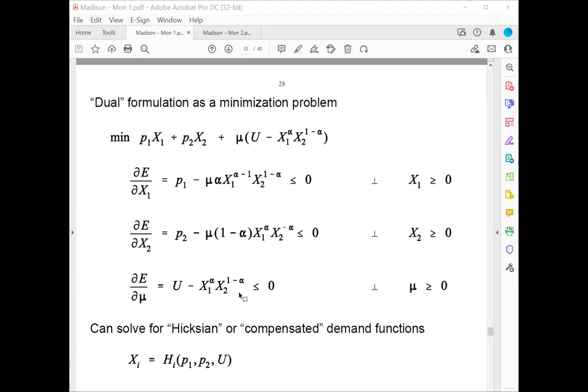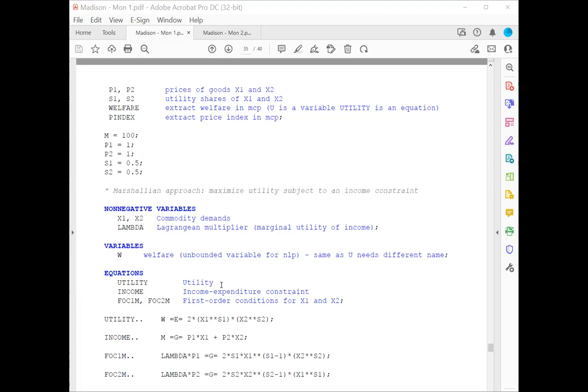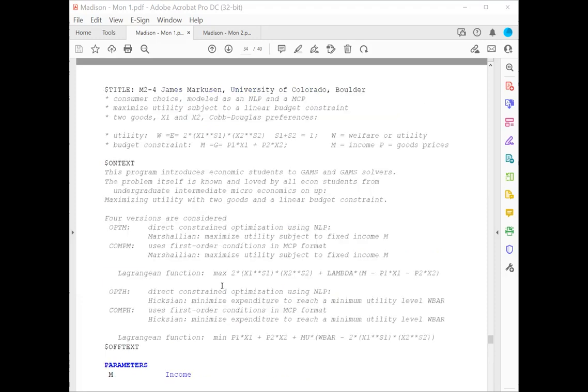Okay. And so if you use the Hicksian approach in the general equilibrium model, as part of the solution, you get welfare and the price index automatically. The Marshallian approach, you'd have to calculate those outside the model after you solve it. When you have many household types in different countries, this is really useful because you're getting all these things as part of the solution of the model.